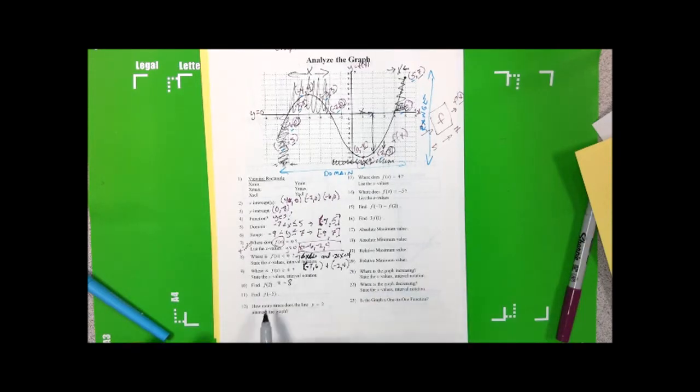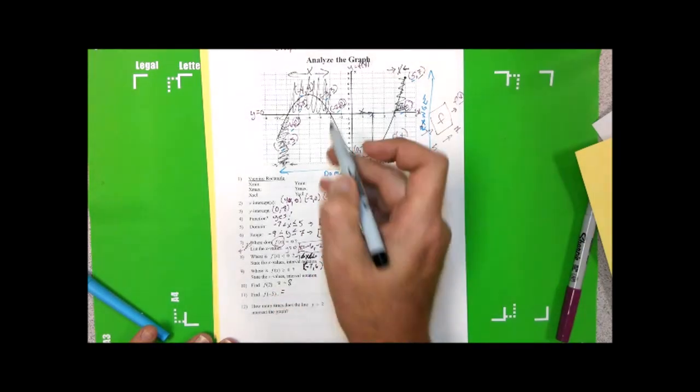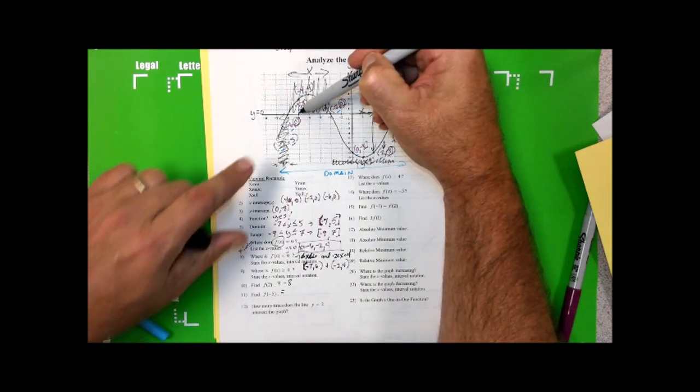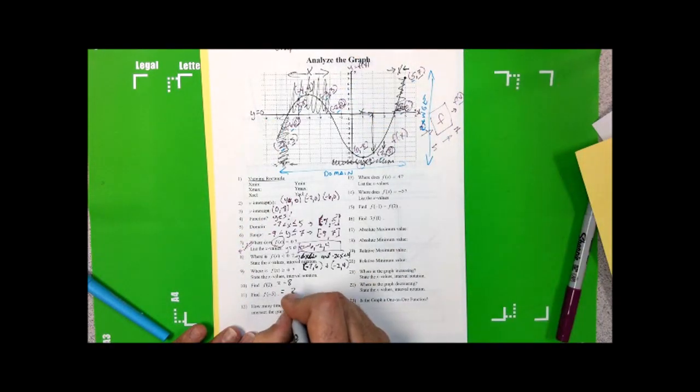If we want to know what the output is when the input is -5, we just go to the x value at -5, go up 3, and we can see that it outputs a 3.